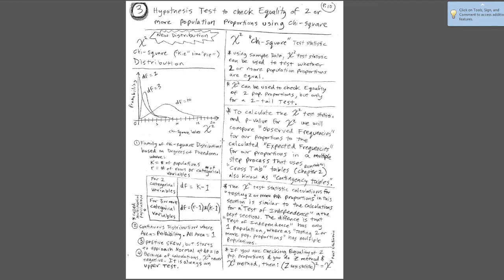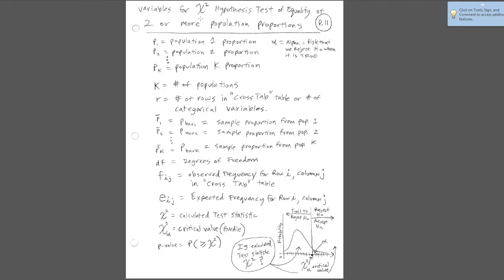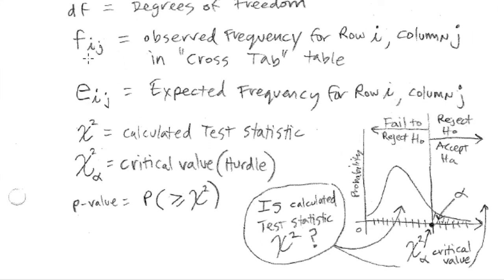Now let's jump to our next page down. This is a list of all the variables we're going to use while we're calculating chi-squared. These are the population proportions from 1 all the way to k. There's our number of populations. That's our number of rows or categorical variables in our cross-tabulated table. Here's our sample proportion, degrees of freedom, and we're going to use f sub ij. The i just means the row, j just means the column of our observed frequencies. And this will be a calculated number, expected frequency.